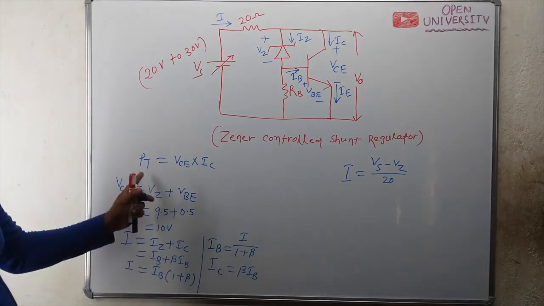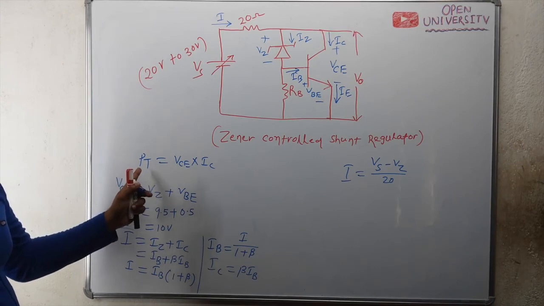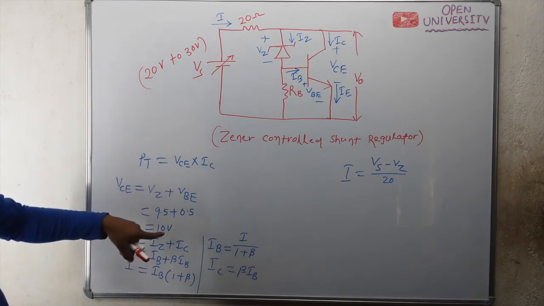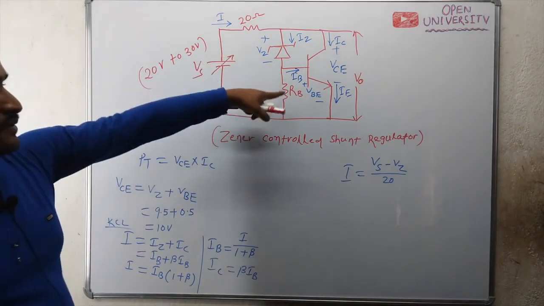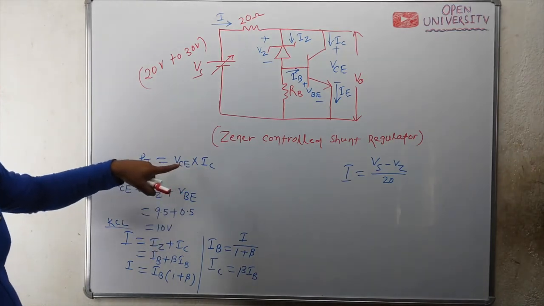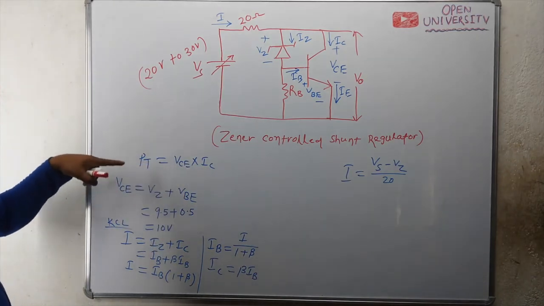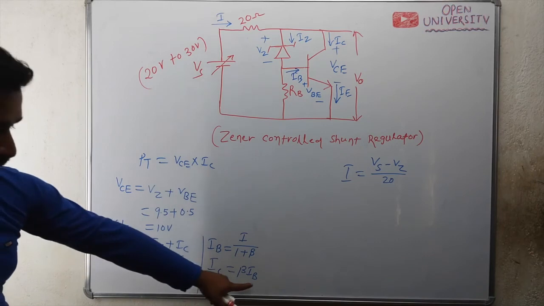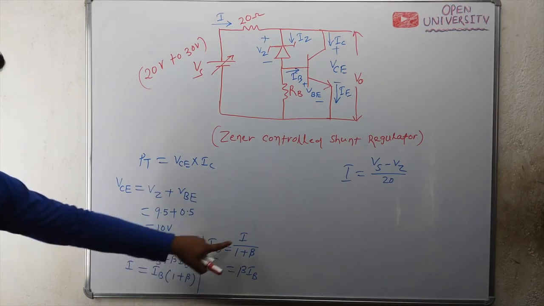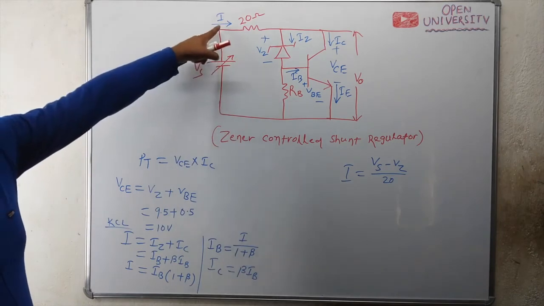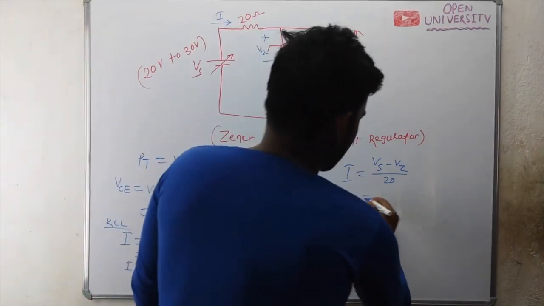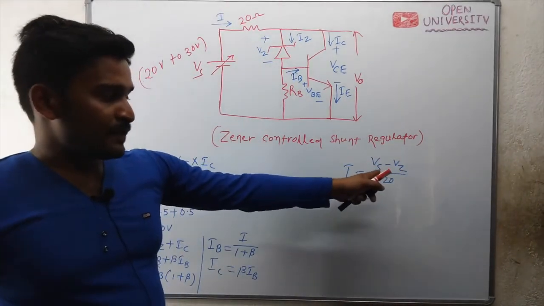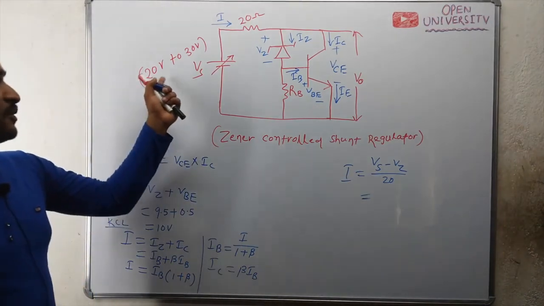Now it is asked to calculate the maximum power dissipation in the transistor. VC is fixed, that is 10 volt. If power dissipation through the transistor is to be maximum, then IC should be maximum. If IC should be maximum, then IB should be maximum, so I should be maximum. And I will be maximum when VS is maximum. Here VS is varied from 20 volt to 30 volt.